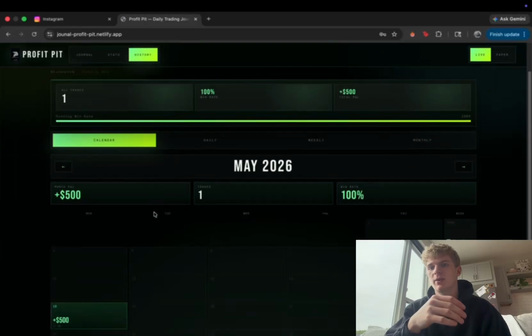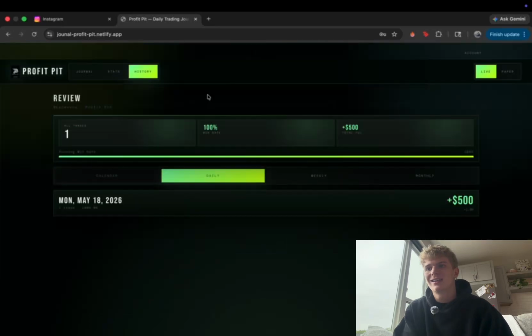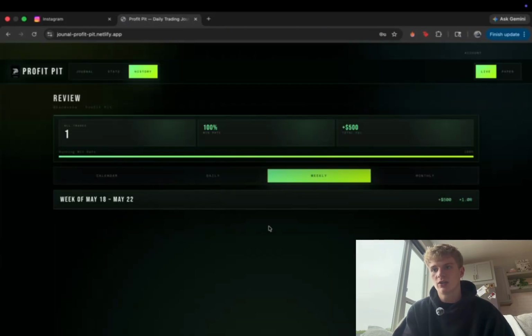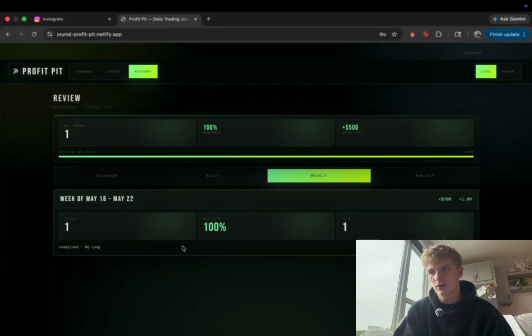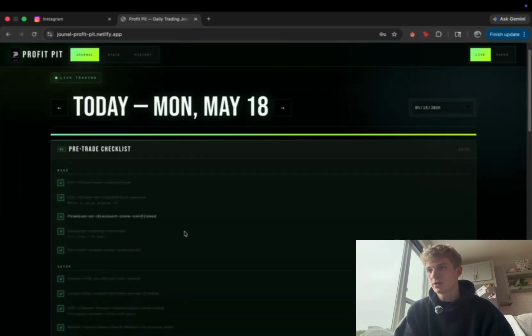Then I have the history page with the calendar that we all know and love, that we love to LARP, as well as the daily, which you can click on, see the trade that you took. 13 out of 14 hit on my checklist, as well as everything that you entered. So you can always go back and look at the trades, see what you did right, see what you did wrong. Go on the weekly, it'll do the same thing. It'll pull up all the trades for the week. And same for the monthly. But that is pretty much it for the journal.